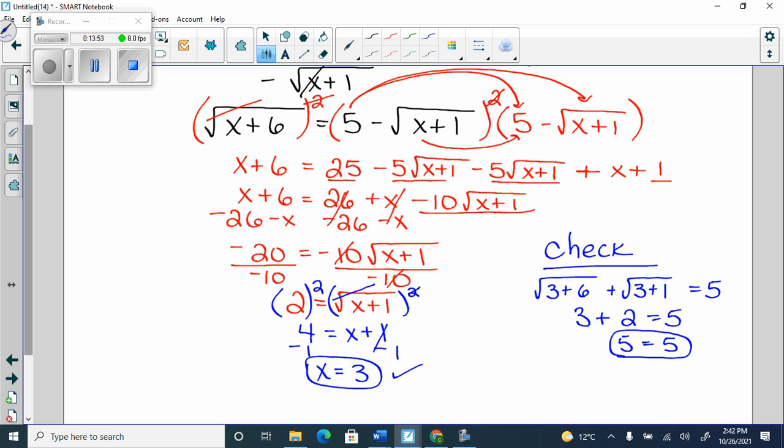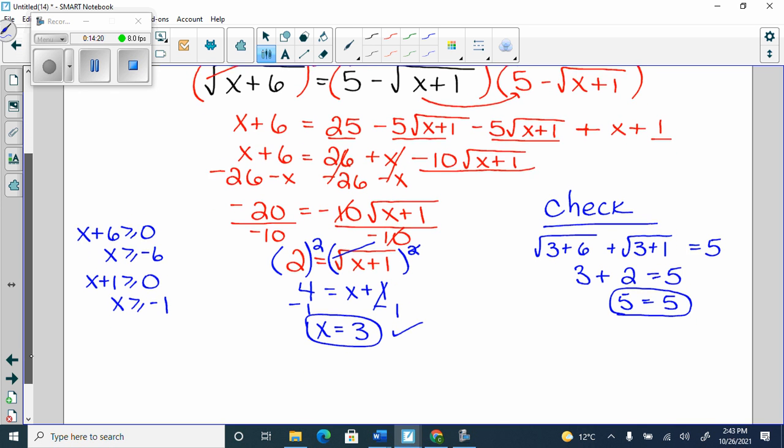Okay, how do you state restrictions? So that's what I'm going to do next. So when we go to state restrictions on this one, we have x plus 6 under one of the square roots. So we have to say x plus 6 has to be greater than or equal to 0. So x has to be greater than or equal to negative 6, because I'm going to subtract 6 over. But we also have x plus 1 has to be greater than or equal to 0. So x has to be greater than or equal to negative 1. Those are my two restrictions.